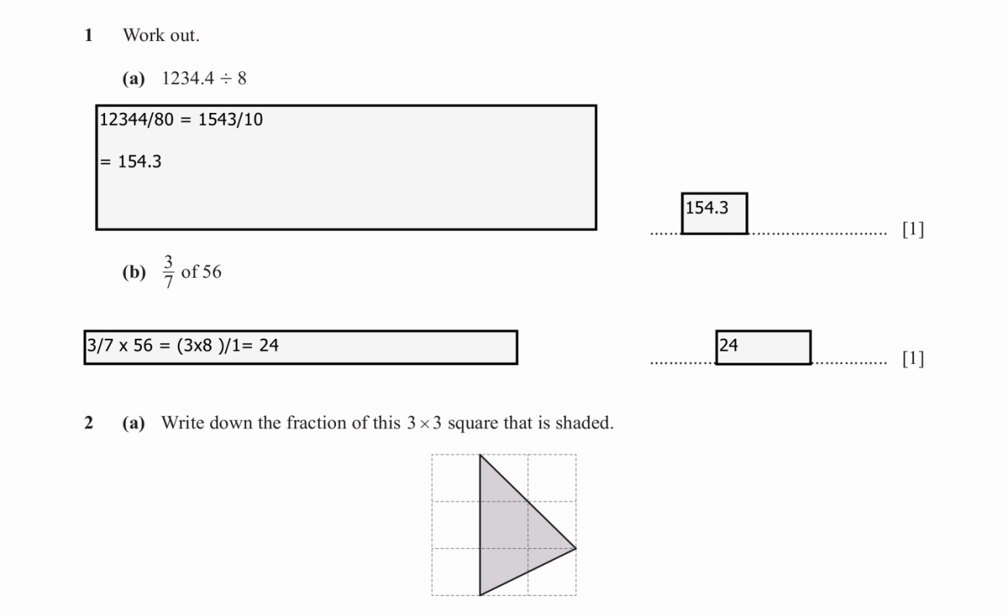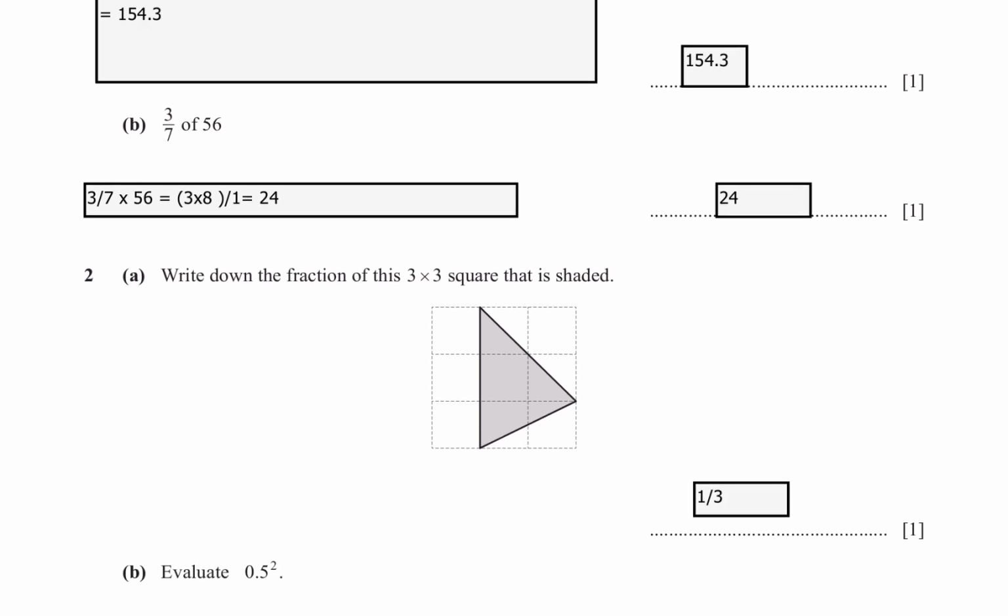Okay. The next part B is 3 by 7 of 56. Of means multiplication. So that means 3 by 7 multiplied by 56. That is equal to, 7 1s are 7, 7 8s are 56. Simplifying this fraction, we get 3 times 8 over 1, which is 24.